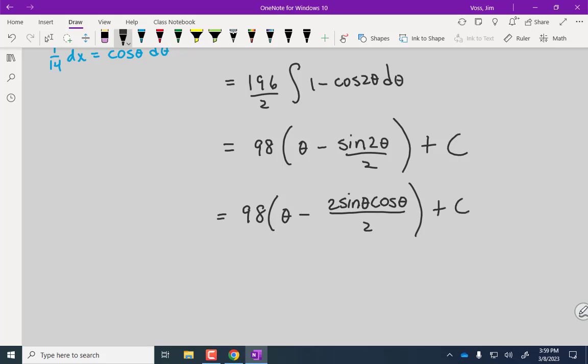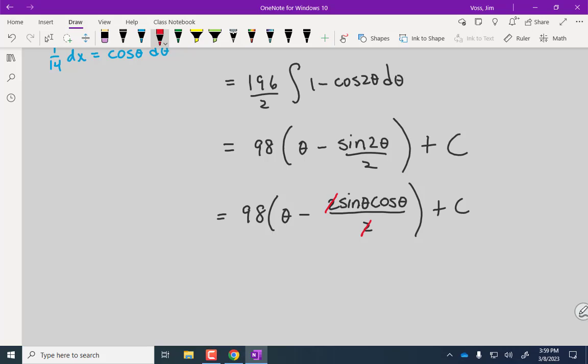Wait, what's the one for cosine? Cosine of 2 theta is cosine squared minus sine squared. This is the one we tend to see more, and we'll see that other one later, but not in this chapter so much. So those 2's cancel.